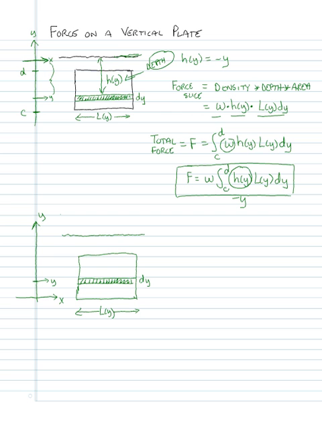Now, let's look down here at the bottom. In the bottom example, notice where I put the x-axis. I put the x-axis actually at the bottom of the plate instead of at the water level. So in this orientation, all of the y's we're dealing with are positive numbers. In the orientation above, all the y's were negative numbers.